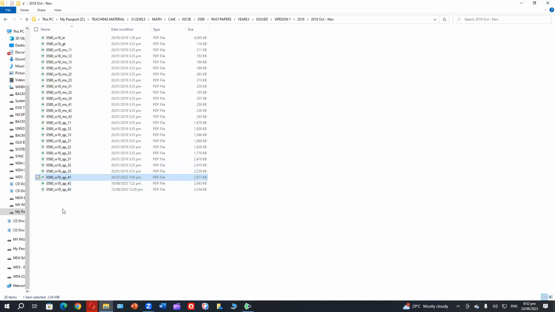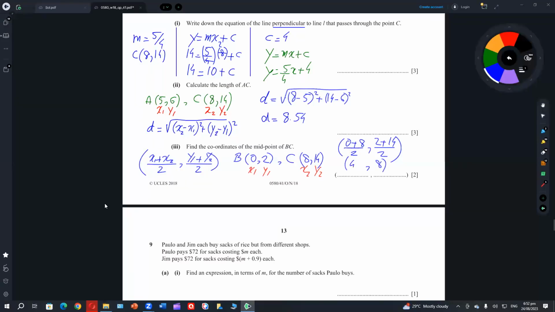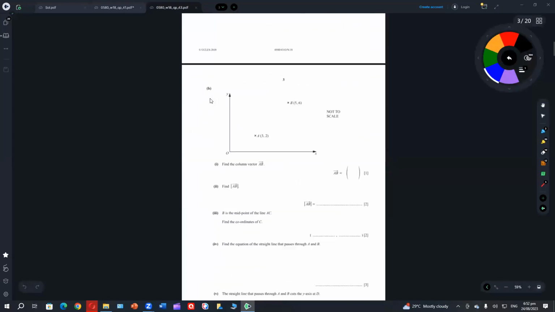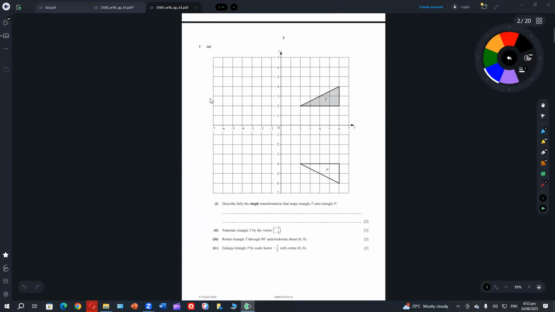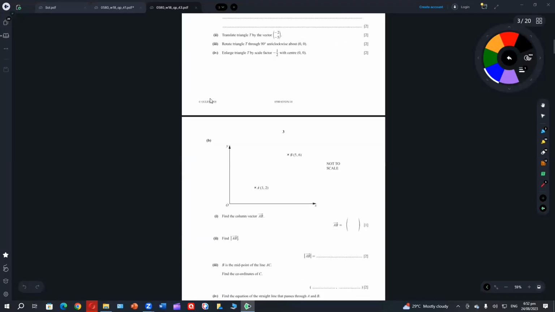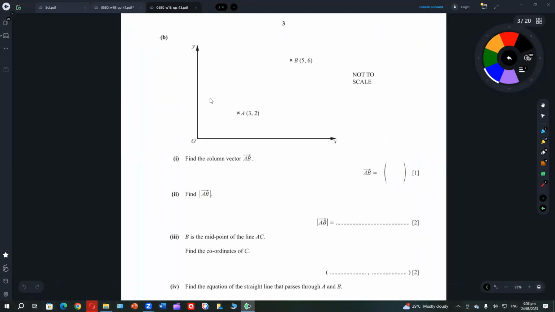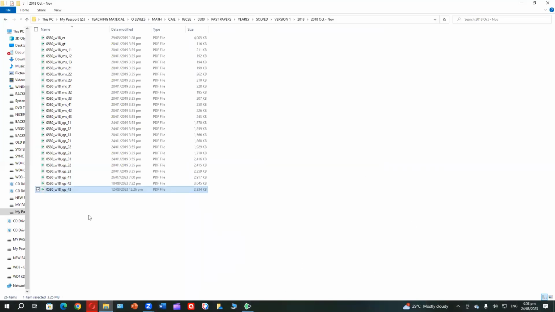The second question is October November 18, paper 43. Question 1B. But this involves vectors. Please look for another question, because we haven't done vectors here in our class.